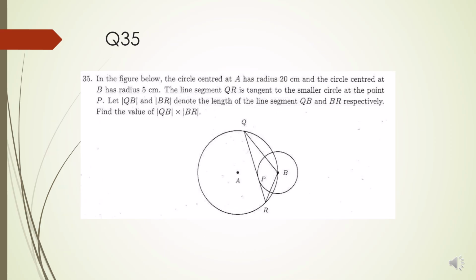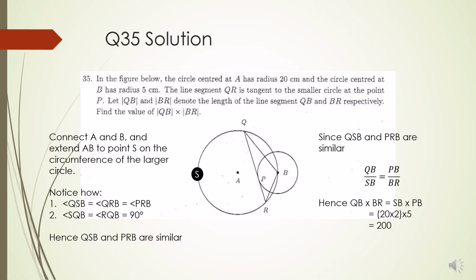Okay, so this is the last question. Feel free to try it for yourself. So this is how I answer this question. Firstly, with this information, what you're meant to do is extend line AB to S such that S touches the circumference of the larger circle. What this gives us is that there are now 4 points on the circumference: S, Q, B, and R.